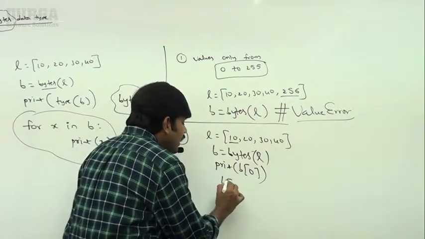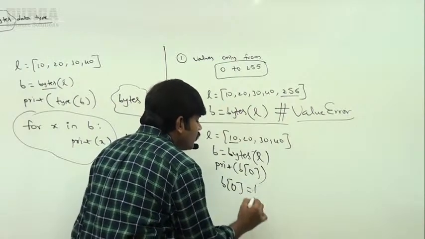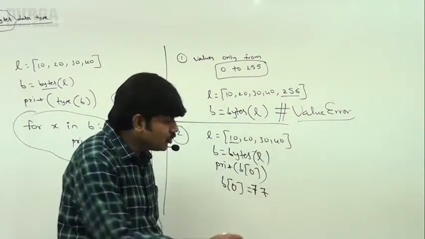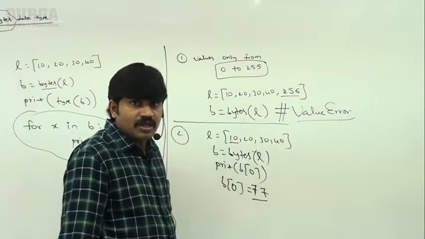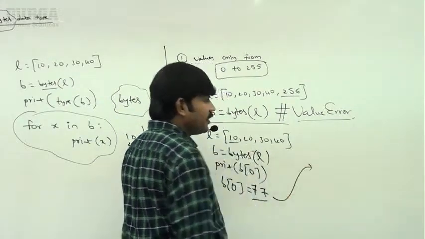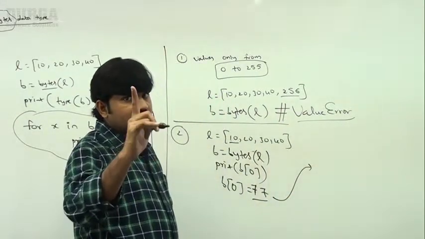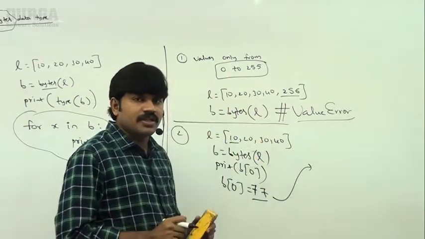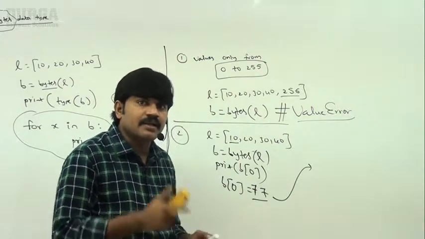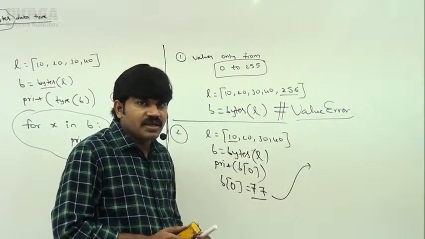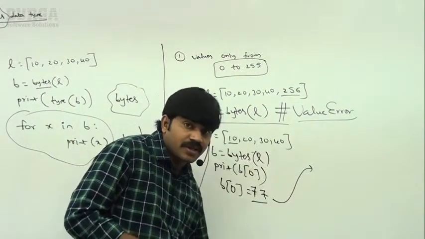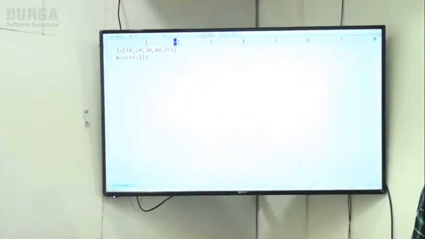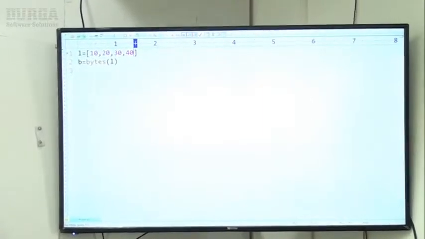Sir, now b of 0 is equal to, some 77 I am taking. It is within the range only, 0 to 255 only. But still, it is not going to be accepted. What is the reason for that? Bytes data type is immutable. Once we create a bytes object, we can't change its content. By mistake, if you are trying to change its content, immediately we are going to get an error. Everyone can understand, right? Have a look once, sir. Here I am taking, just this is the bytes type.